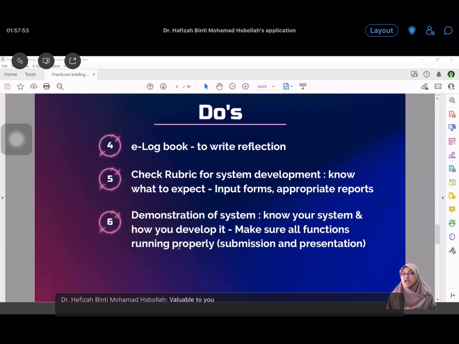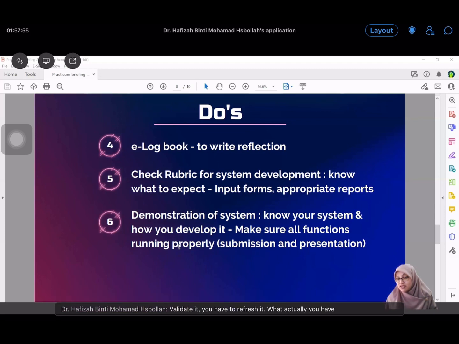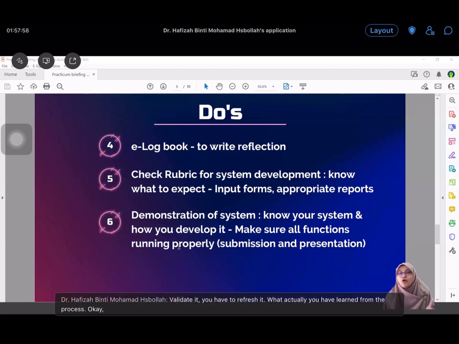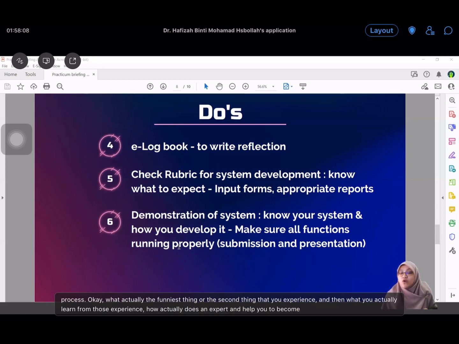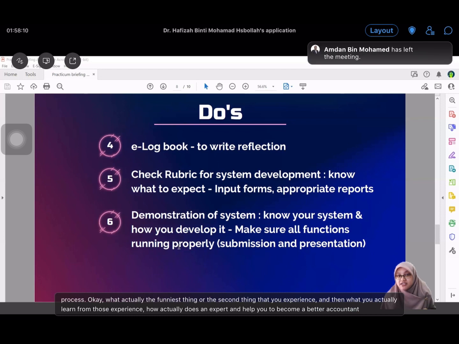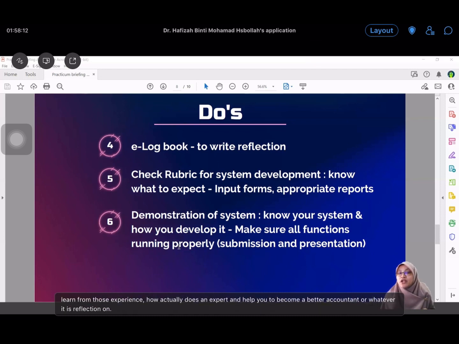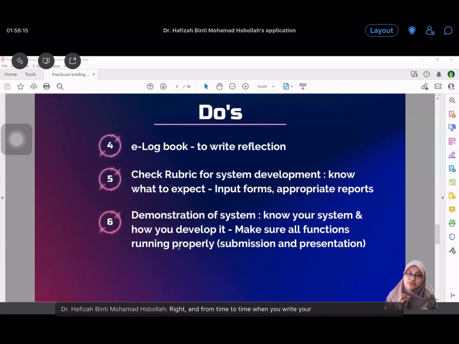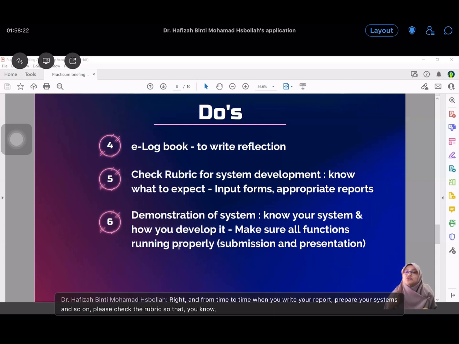What you have learned from the process. What is the funniest thing or the sad thing that you experienced, and then what you learned from those experiences. How those experiences help you to become a better accountant or whatever it is. Reflection. All right, and from time to time, when you write your report, prepare your systems and so on, please check the rubric so that you know what to expect, what to produce, and how you are going to be evaluated by the supervisors.